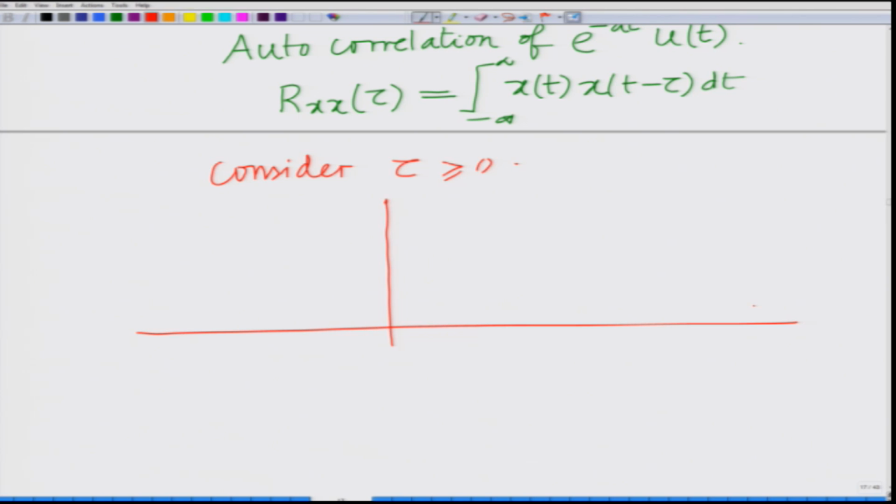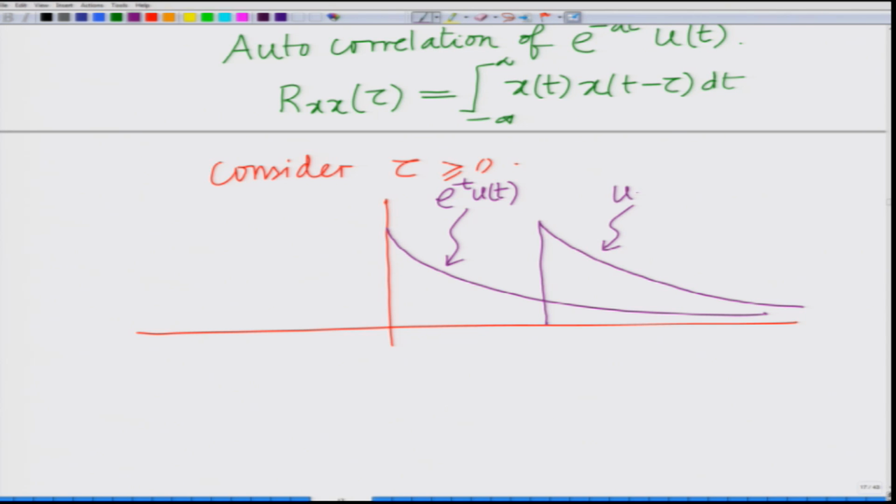We have x(t), which is e to the power of minus a t times u(t). We have x(t minus tau), which is e to the power of minus a (t minus tau) times u(t minus tau), correct. So, this is shifted to t minus tau.